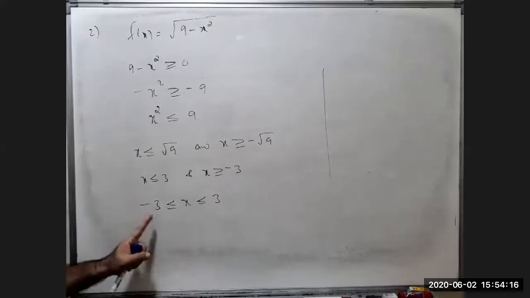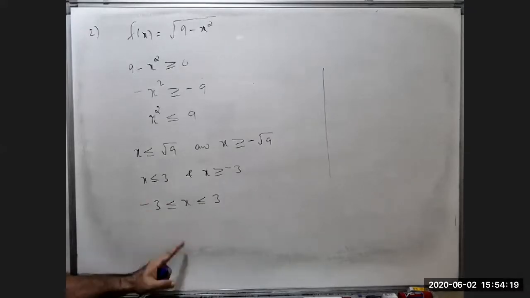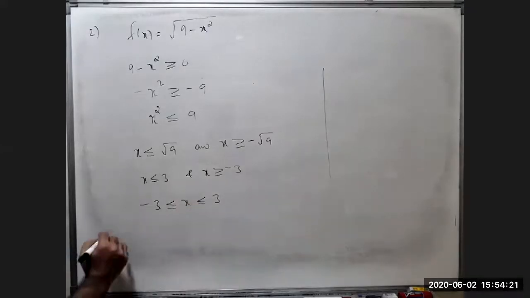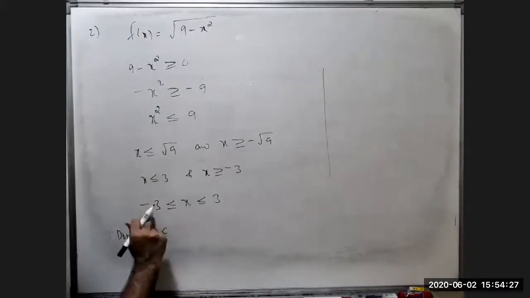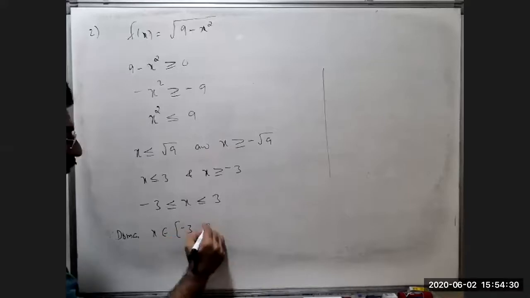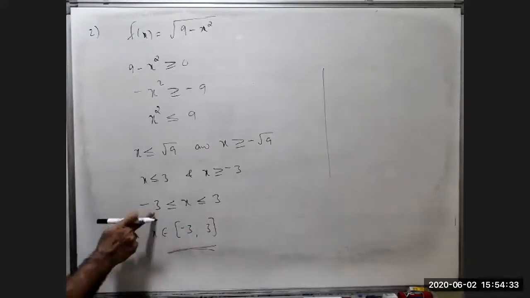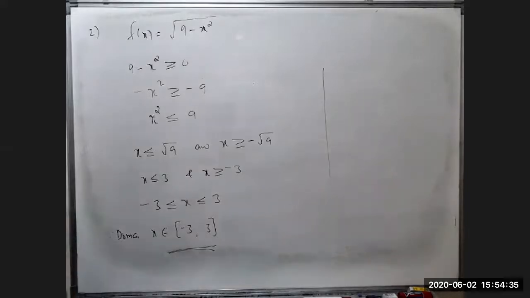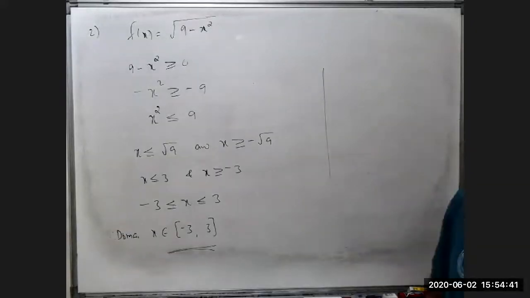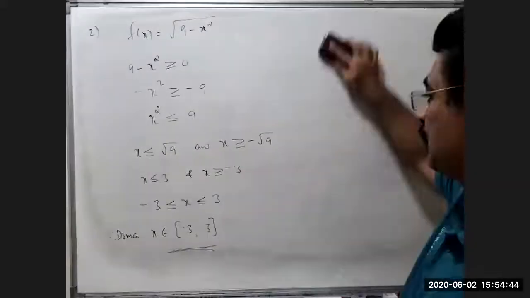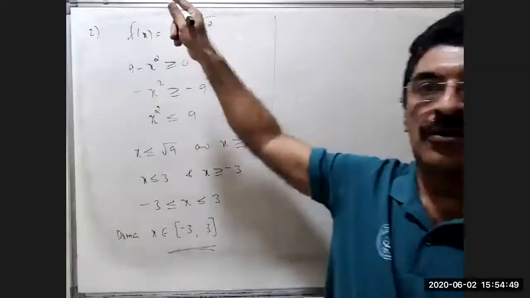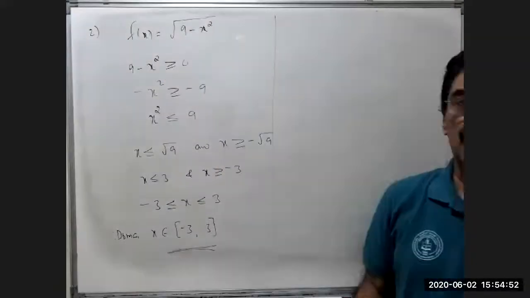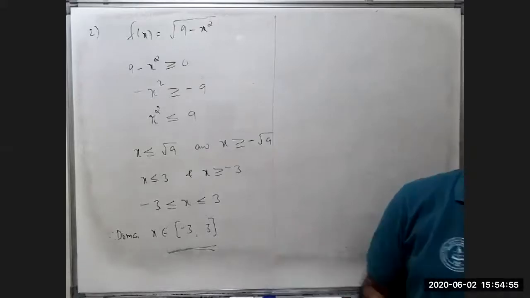That means x values are possible only from minus 3 to 3. Therefore, domain: x belongs to the closed interval minus 3 to 3. Minus 3 less than or equal to means including minus 3, closed interval. So remember it. This type of question is a good question with radical sign. For x values, always remember the number coming inside that square root sign.